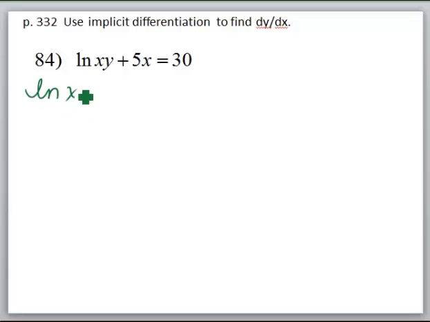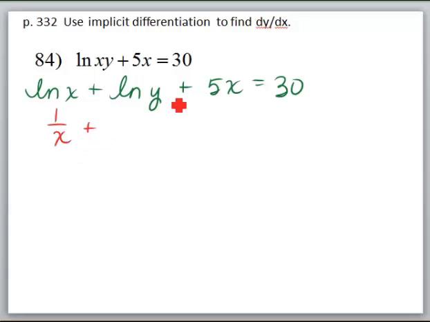So I'm going to break this up into the ln of x plus the ln of y, because I have a product there, plus I'd have 5x equals 30. Now I'm going to go ahead and take the derivative. So the derivative of ln x is 1 over x, plus the derivative of ln y is 1 over y.